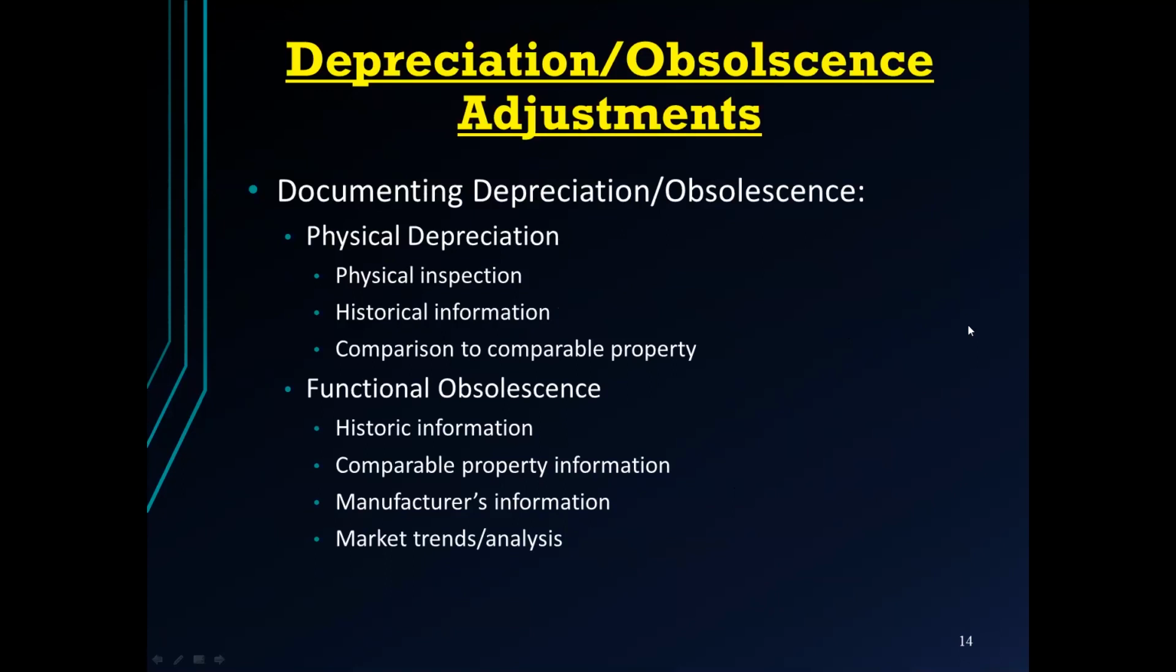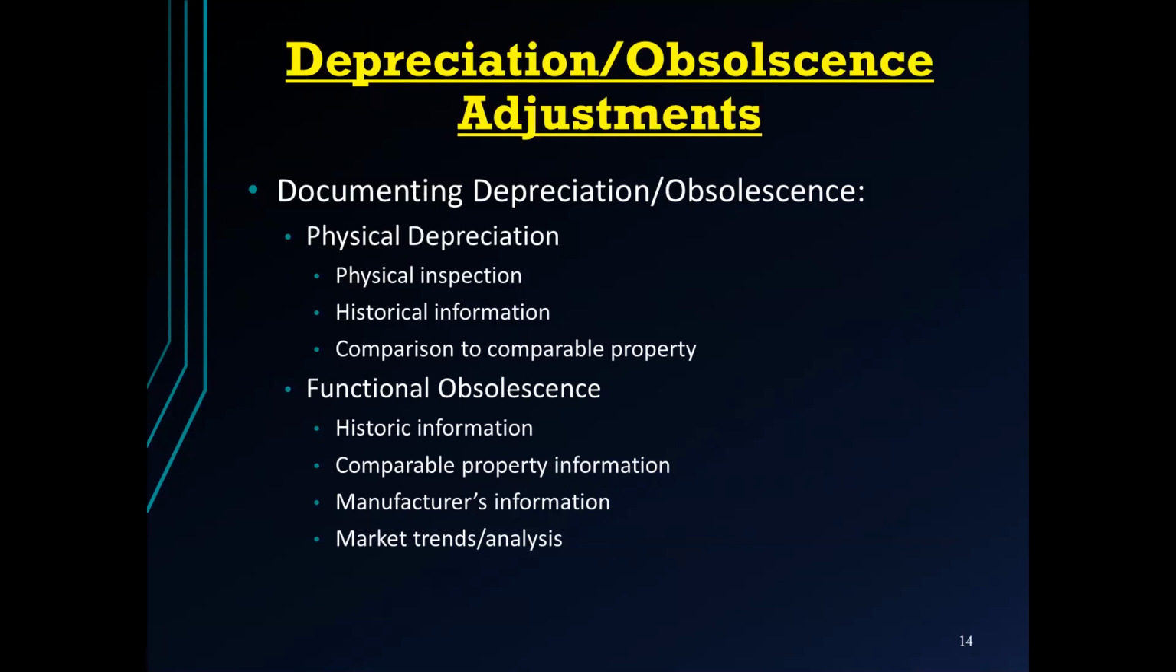Okay, so how do you document this? That's going to be one of the keys that you're going to have to think of. And it's different depending on the type of depreciation that you're looking at. So when you're dealing with physical depreciation, the way to verify that is going to look different. It's going to be mainly done through physical inspection. So if a property owner claims there's additional deterioration to my property, the way to verify that is really to go look at it.